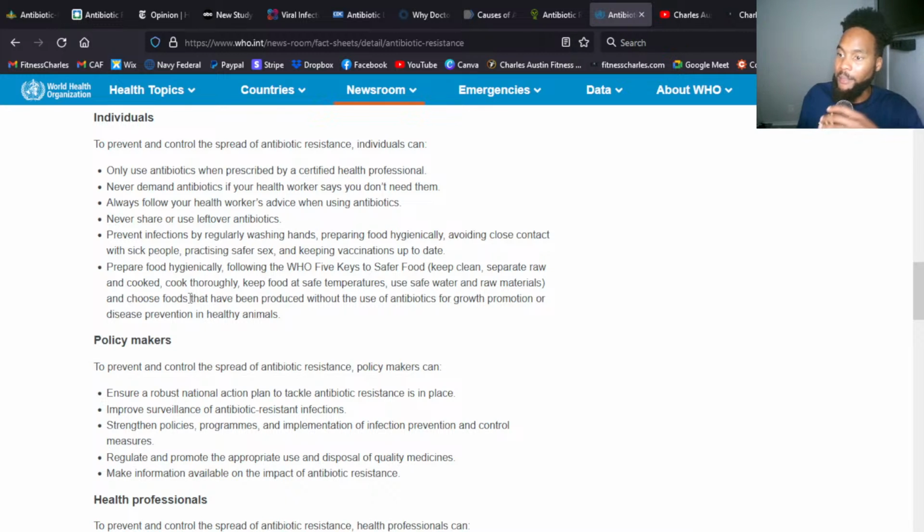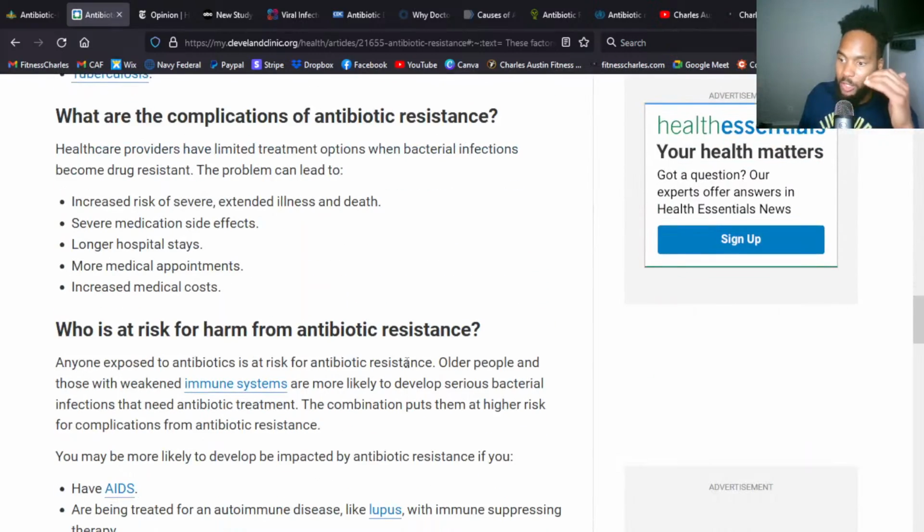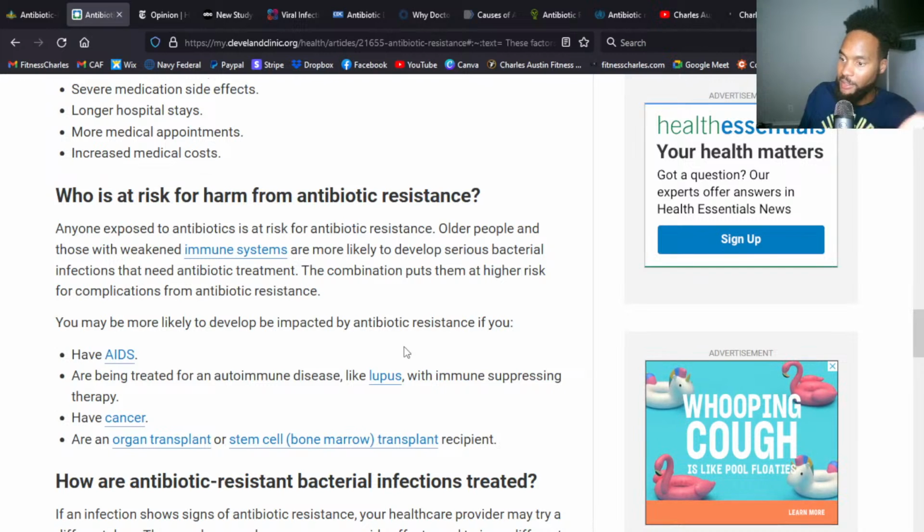And then here's another good one as well. If you still are a meat eater, make sure that you are separating the types of meats from vegetables and other foods that you're preparing. Don't cross-contaminate. Okay? You don't want to do that. So again, different things that you can do to start helping combat the problem with antibiotic resistance today.